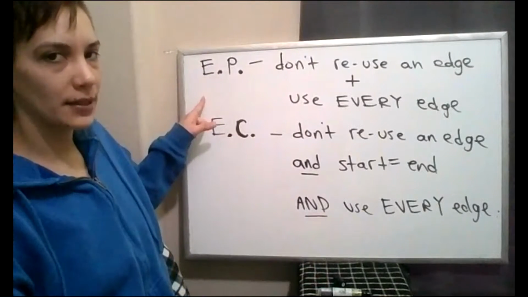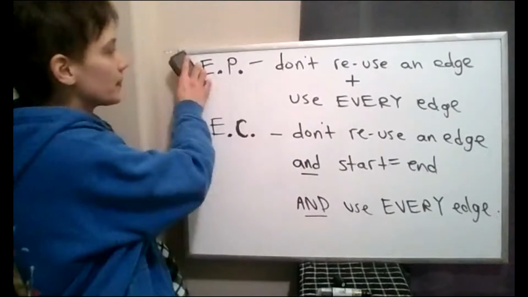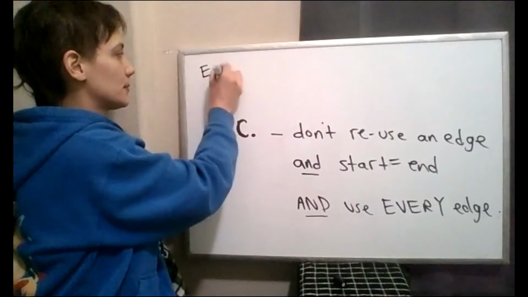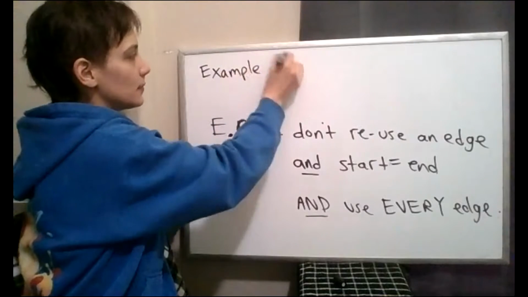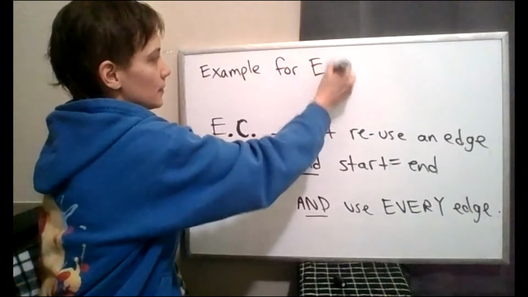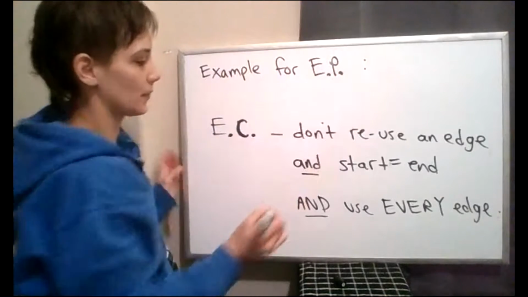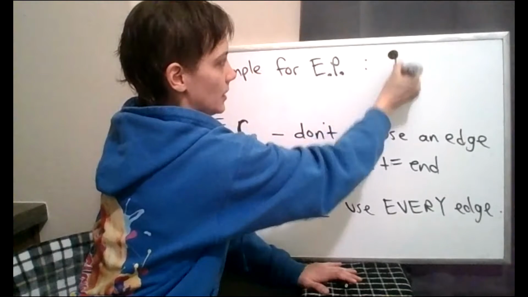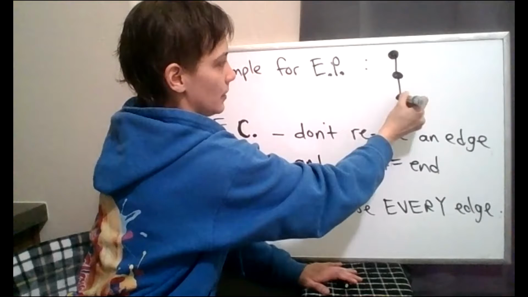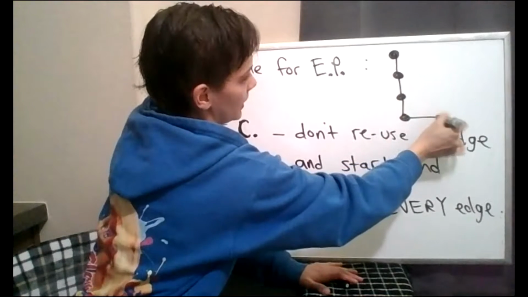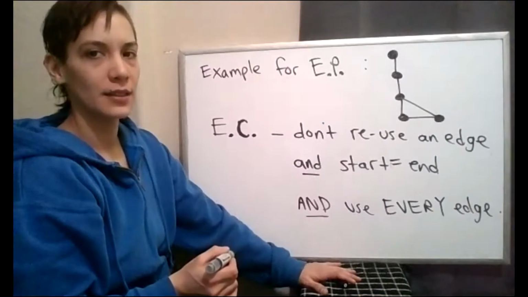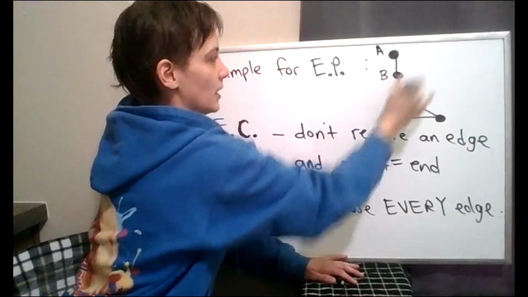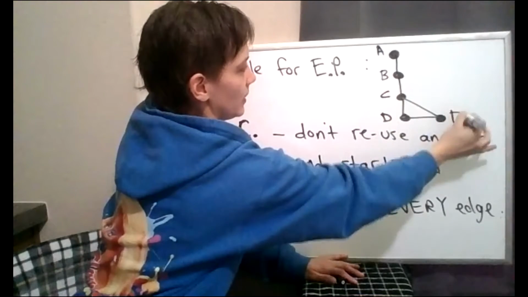So example for Euler path. We're going to have a graph that starts with the vertex at top, goes down and down and down, over and back to that vertex right there. We're going to call this vertex A, B, C, D, E.